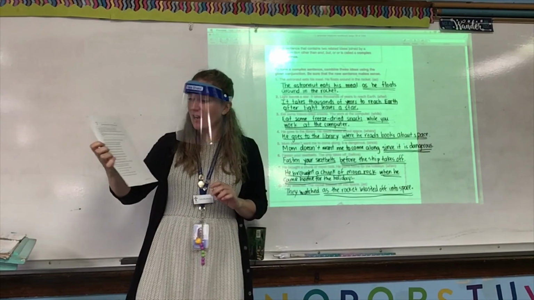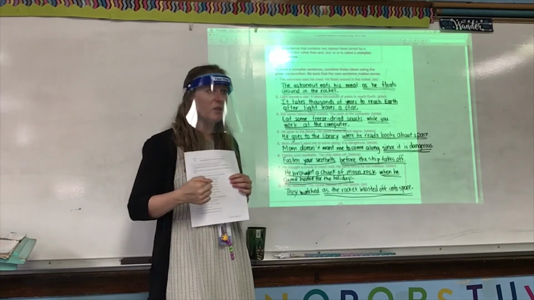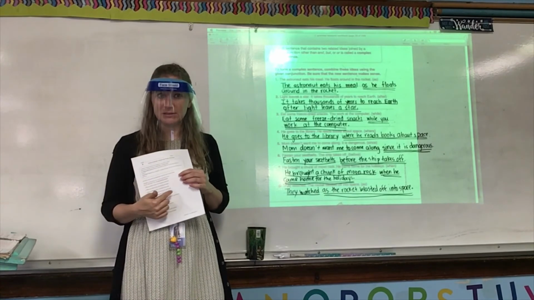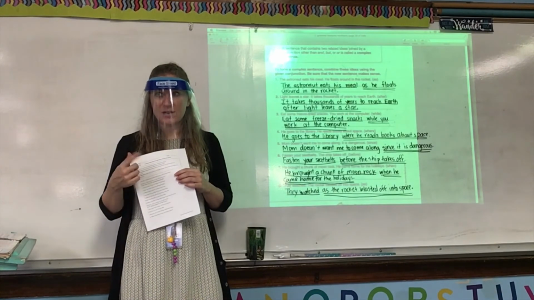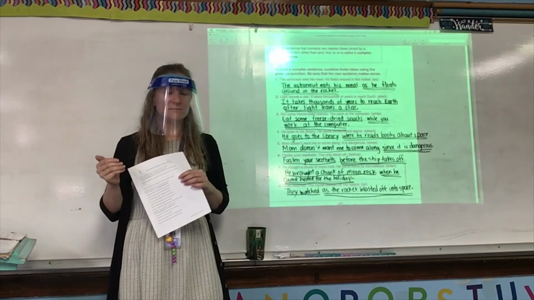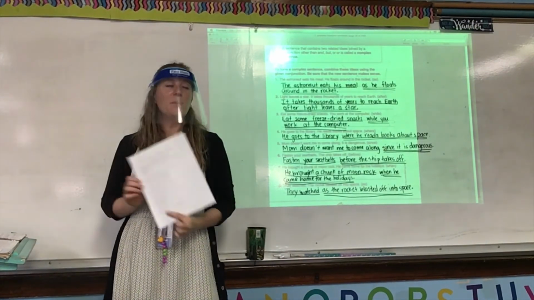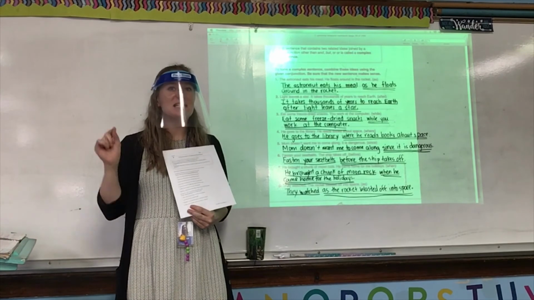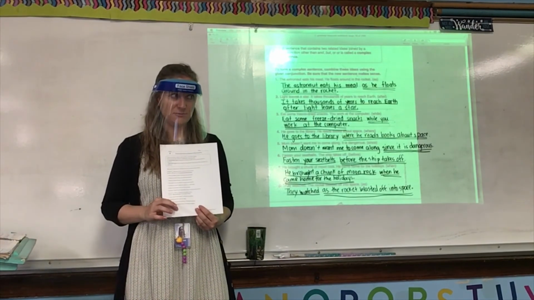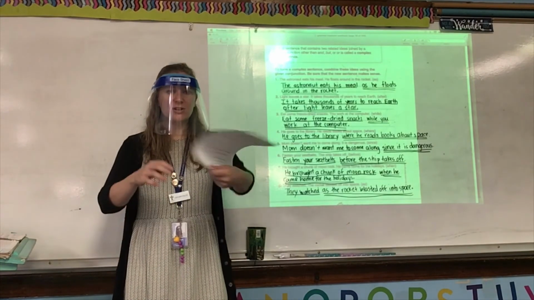So on the front for numbers 1 through 6, you are only underlining the independent clause, the part that can stand alone. Some of you are not paying attention at all, and I will be able to tell so much when you turn it in. For the second part, you only underline the dependent clause, the part that does not make sense on its own. Now, turn to the back.